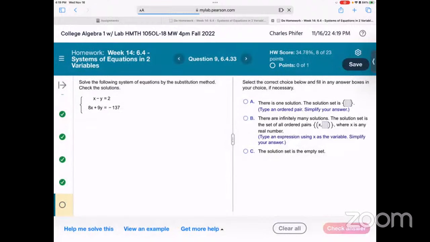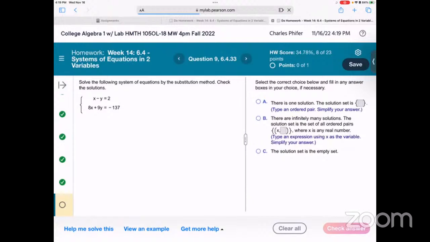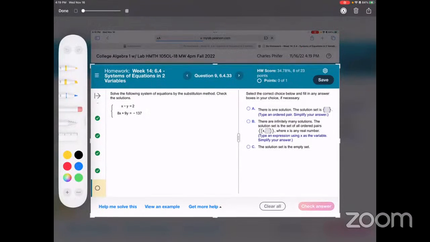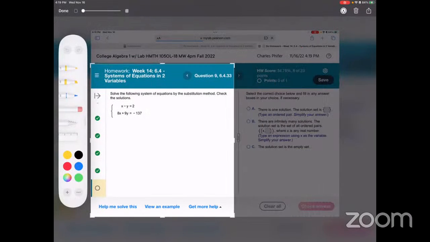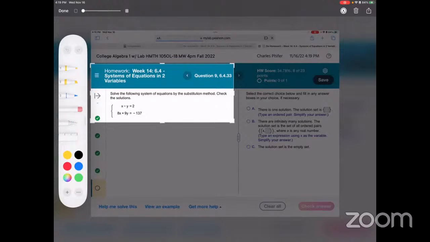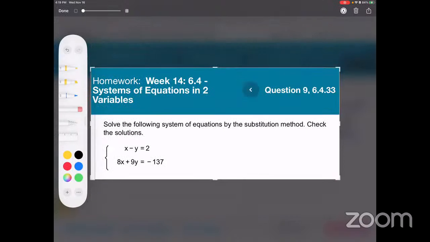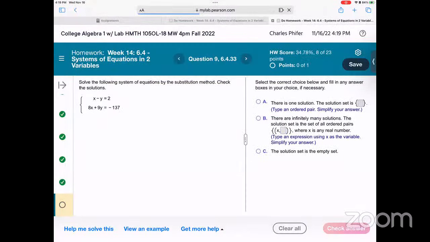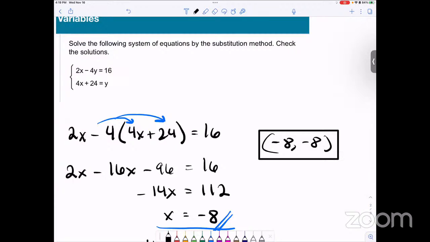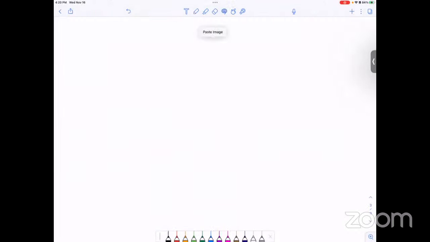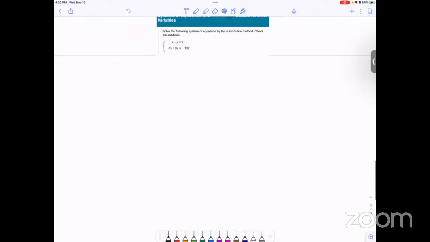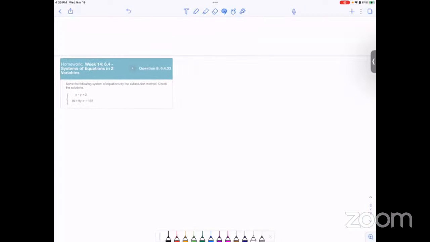Okay, so we're asked to solve with the substitution method. Okay. Copy and delete. Okay.